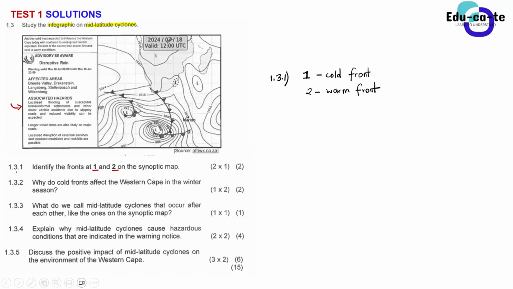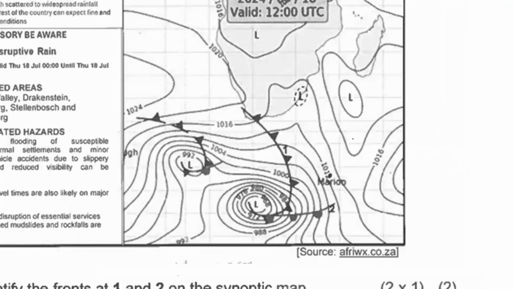Let me just zoom in the image for those who cannot see properly. Can you guys see this one here, where my little hand is moving? Can you see the front 1? Can you guys all see it? Then front 2 here, this is a warm front. You can see by their shapes, guys. I've been preaching this for long.